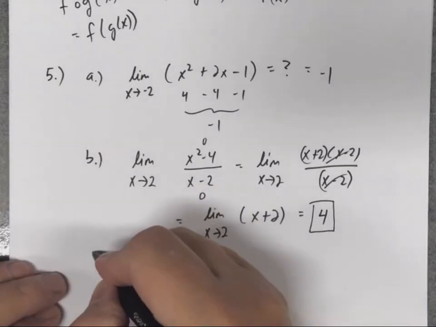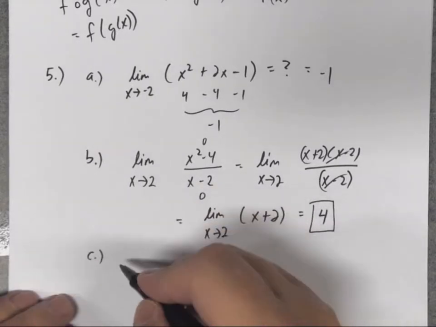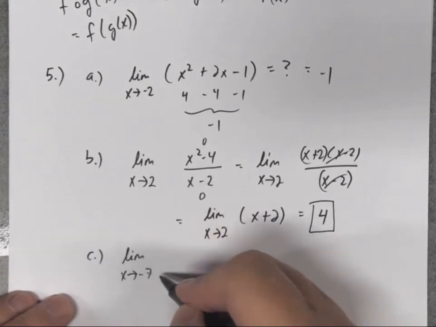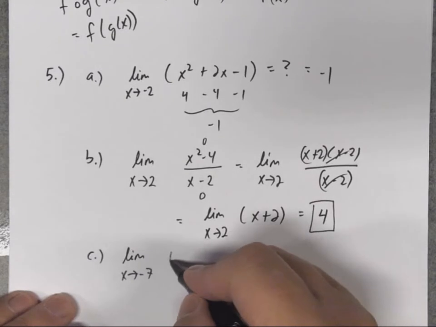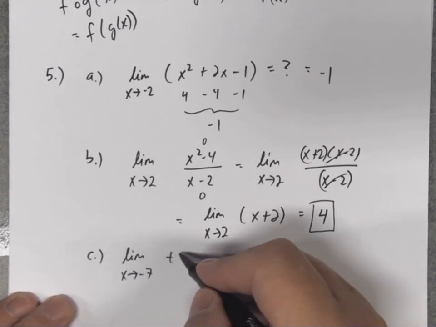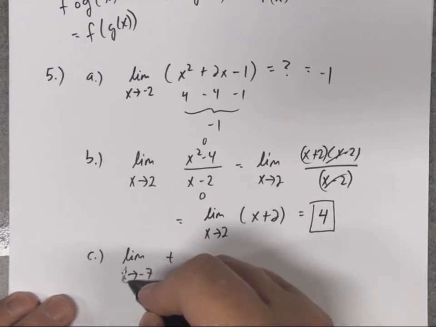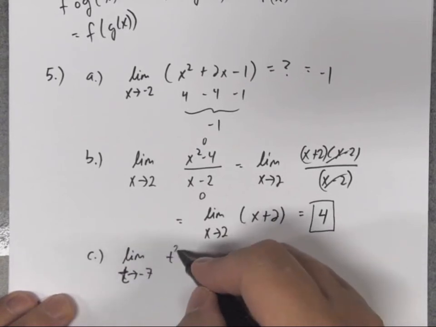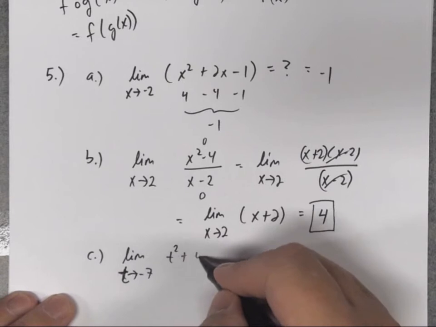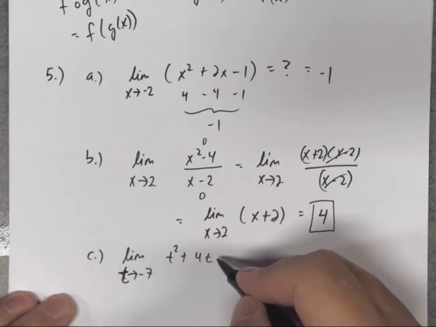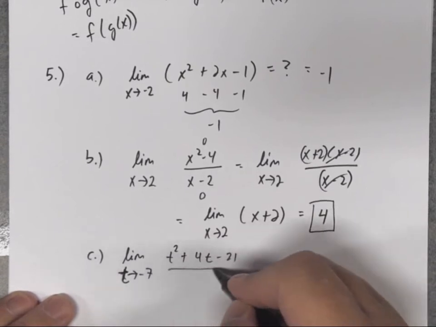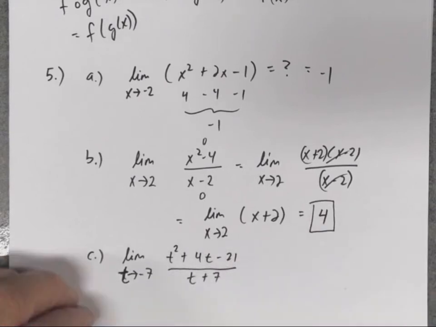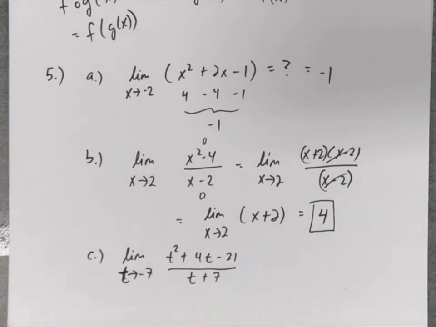And the last one, the limit as x approaches negative 7. Oh, not x, t. I thought I had a typo, but I wrote it wrong. As t approaches negative 7 of t squared plus 4t minus 21 over t plus 7.